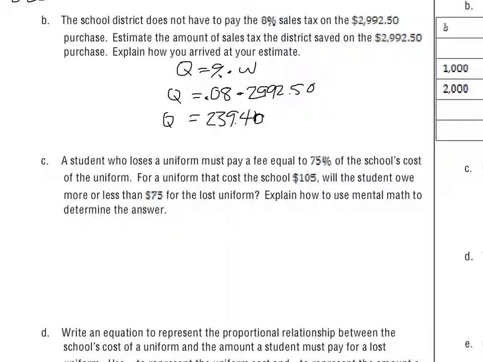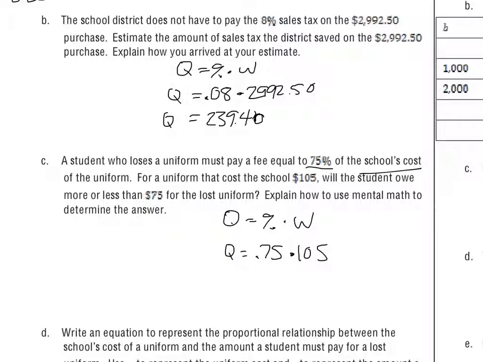So when we set this one up, Q is equal to percent times whole. We know the student is going to pay 75% of the whole price. So the quantity is equal to 0.75. They're paying 75% of the whole price, 75% of the school's cost. So 75% of the 105.